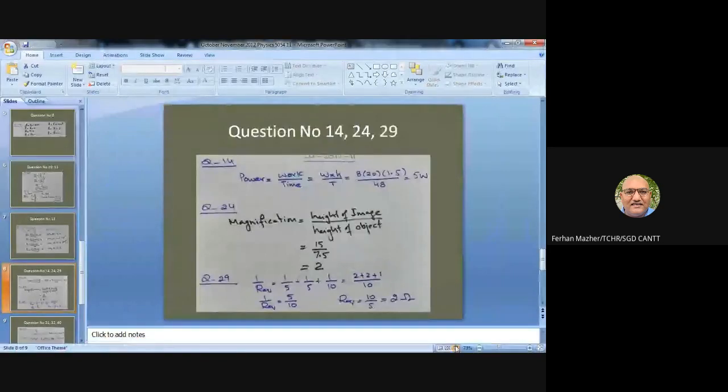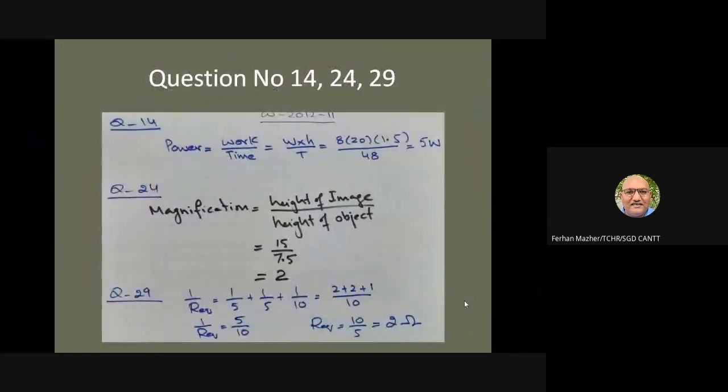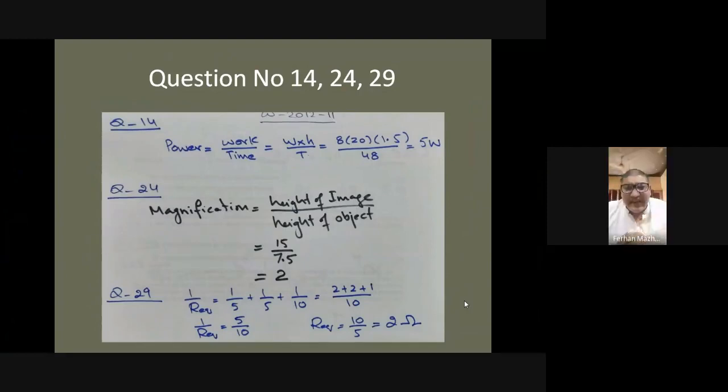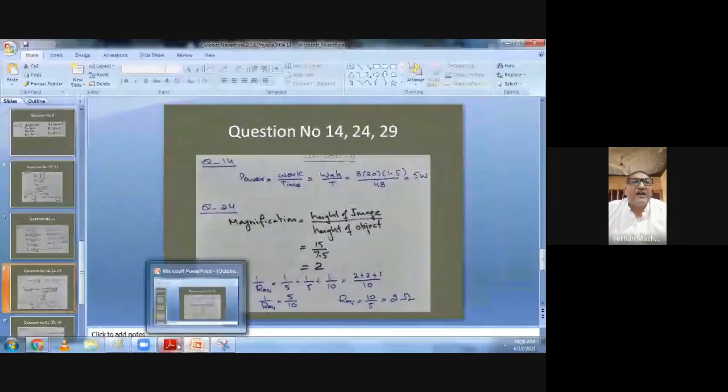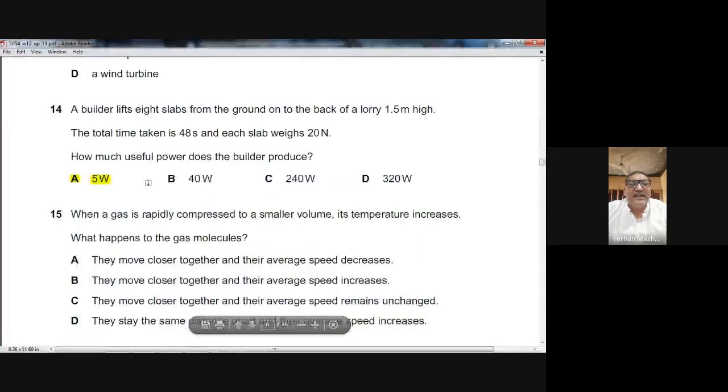Okay, so question number 14 is showing on your screen. Power equals work divided by time, and work is weight into the vertical height. Because there are 8 slabs and each slab is 20 Newton, and each slab is lifted 1.5 meter vertically, divided by the time taken, 48 seconds. So the power will be 5 watt. I did this calculation. I hope you have understood this numerical. And 5 watt, question number 14, A is the right choice.